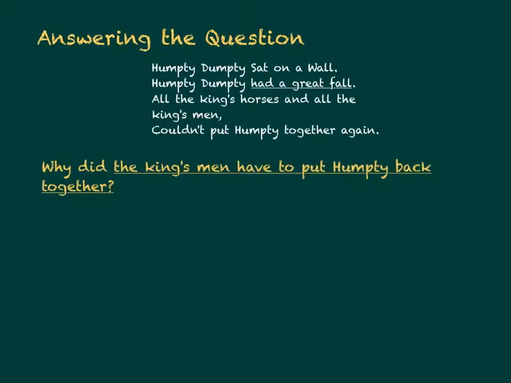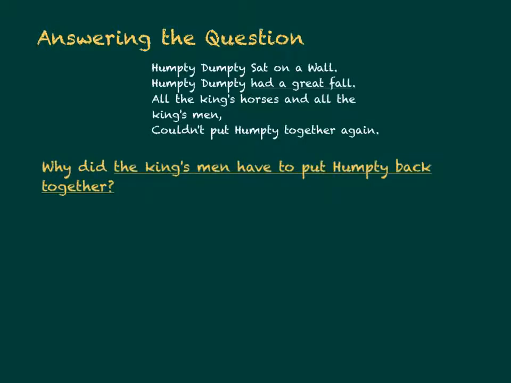This is actually the part that most people do get right. People lose points in this area if they don't answer the question correctly. It's important that no matter what you think, you always look back in the text to make sure that the answer you're giving is the correct answer. For this example, we'll use the nursery rhyme, Humpty Dumpty. Our first question is, why did the king's men have to put Humpty back together?